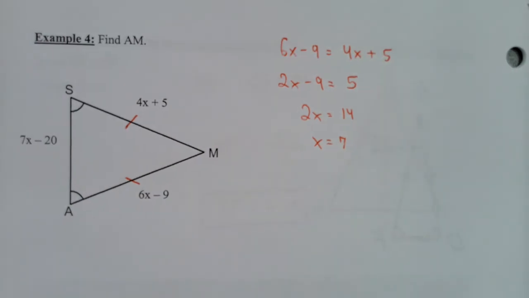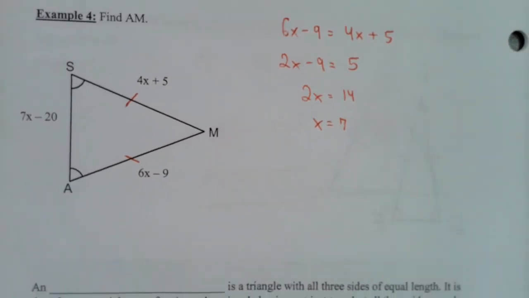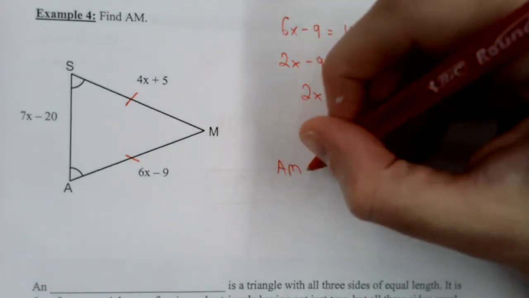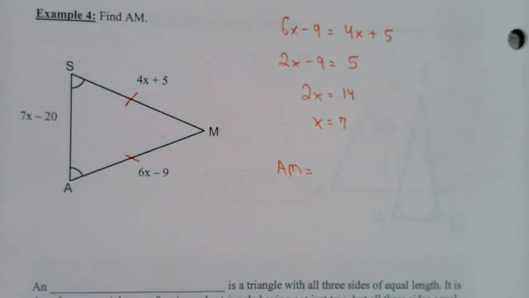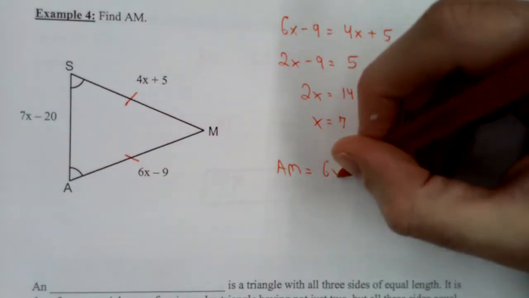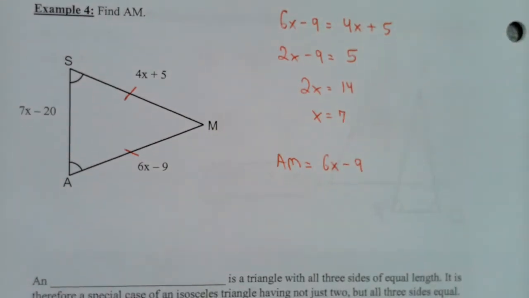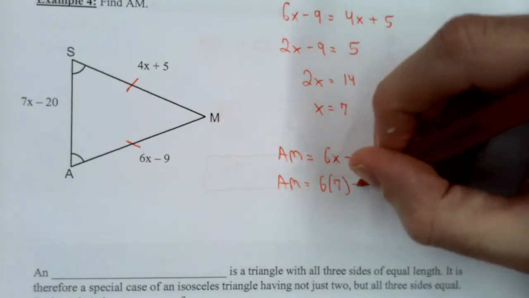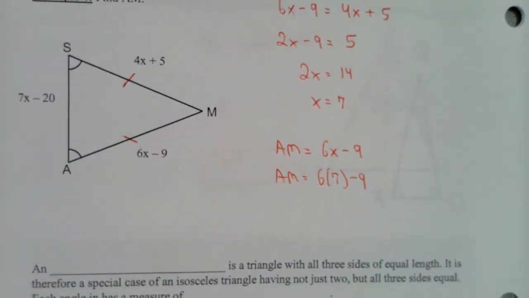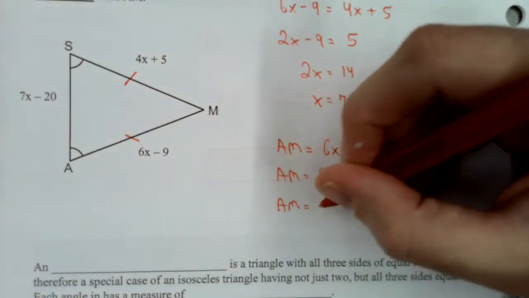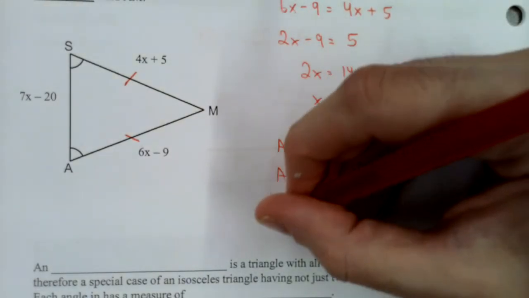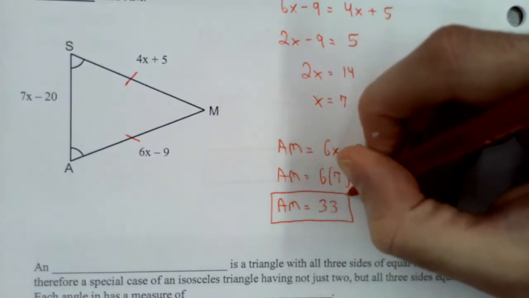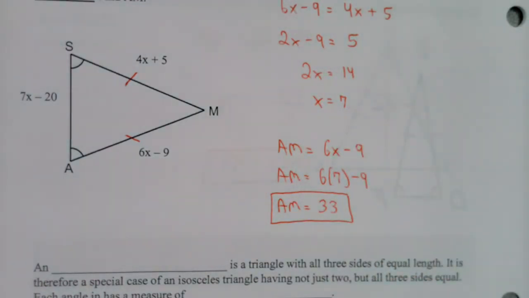That's great, but make sure you find AM, because that's what the question says. AM, according to the diagram, is 6x minus 9. And we just established that x is 7, so 6 times 7 minus 9. 42 minus 9 is 33. So that's how you solve for that. AM equals 33.